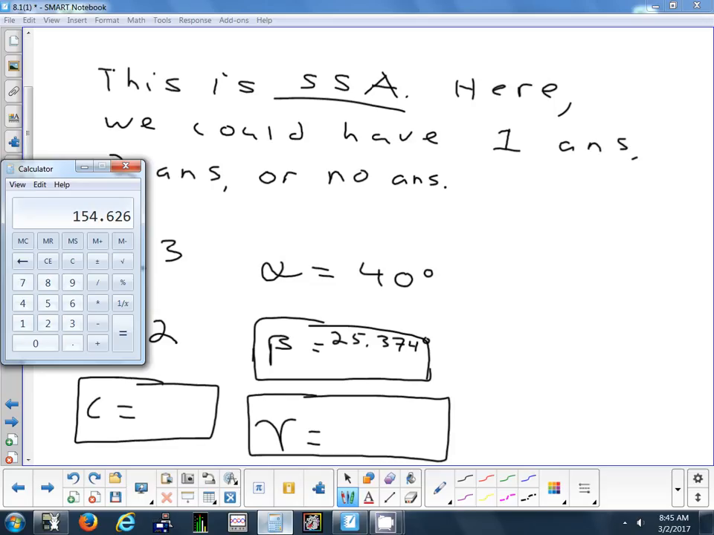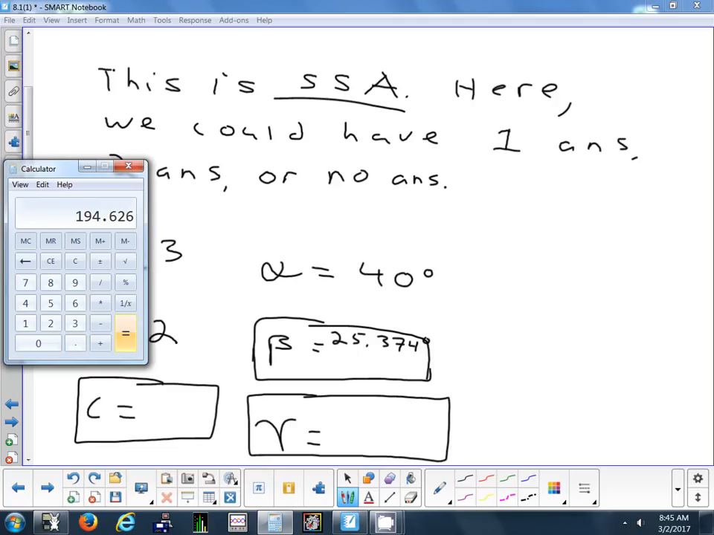Yeah. This time, the other angle they gave me is 40, so if I add it to what I think the second answer is, I get 194.626. That doesn't leave too much for gamma. So, this time the second answer doesn't work. Sometimes you'll get the second answer, you'll add it to what was given, and it will work. Okay? It'll be under 180.